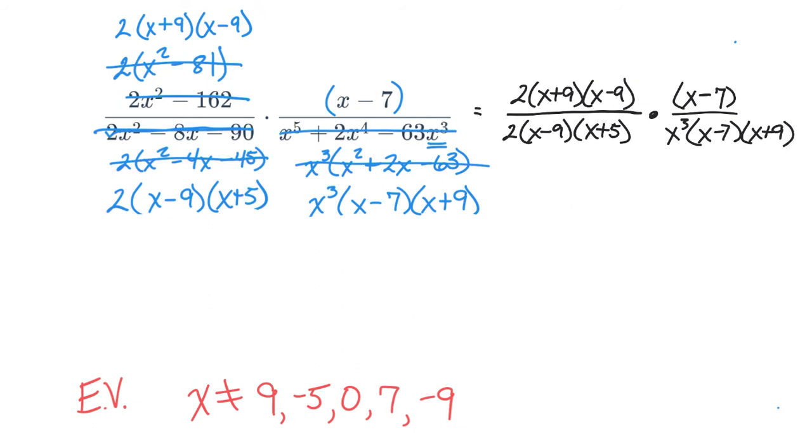Now I like to cancel vertically instead of going across. So I see an x minus 9 and x minus 9. I see a 2 and a 2. On the other side, I see an x minus 7 and an x minus 7. Now I can start to look diagonally as well. Well, this has an x minus 9, and so does this one. So we can cancel those.